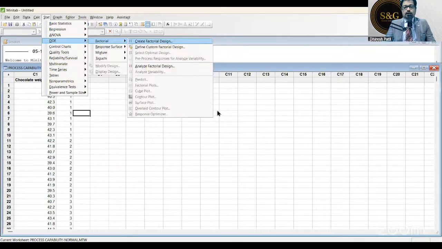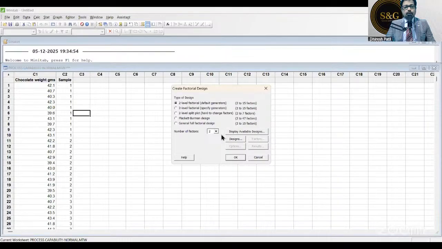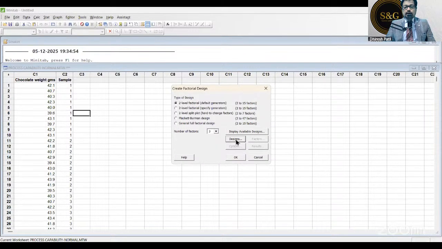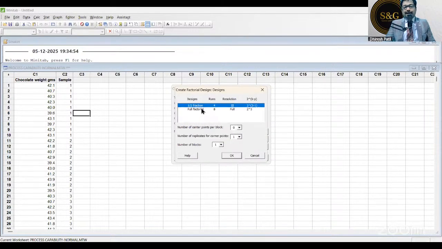Create factorial design. This window will open. Now let's select the number of factors. How many factors do we have? We have 3 factors: the speed, octane and tire pressure, correct? Now click on design, and there is fraction factorial and full factorial. Just select full factorial because we are learning full factorial now.